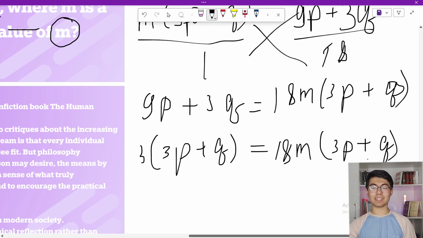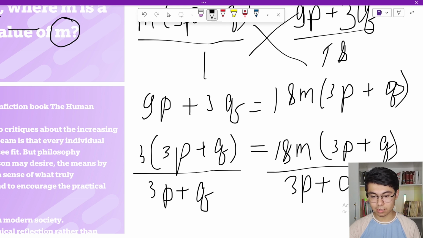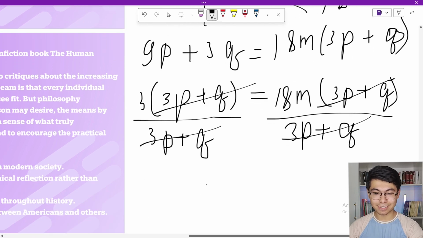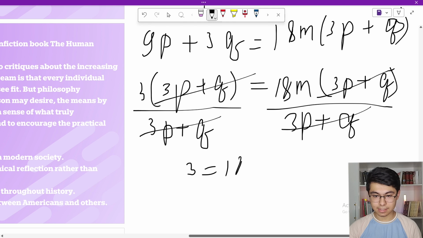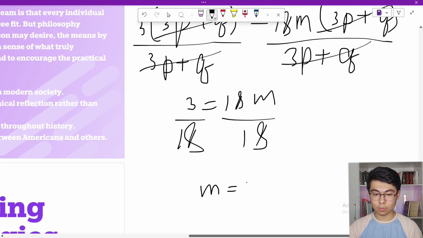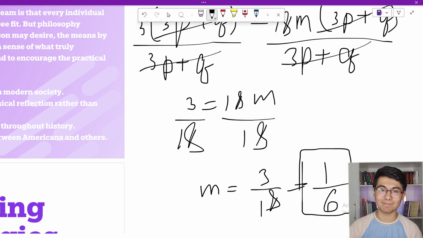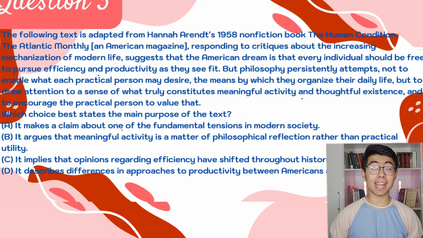And now what we can do is divide 3P plus Q from both sides. So let's divide 3P plus Q from the first side, and then on the other side, 3P plus Q. And now we can get rid of 3P plus Q in both of the sides. And we get 3 equals 18M. And now we can divide both sides by 18. So we get M equals 3 over 18, which is all equal to 1 over 6. So the right answer is 1 over 6. So now let's move on to the next question, and it's a reading question.